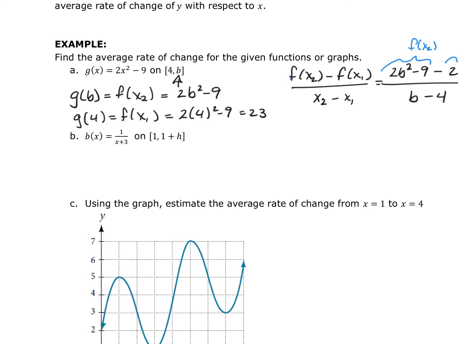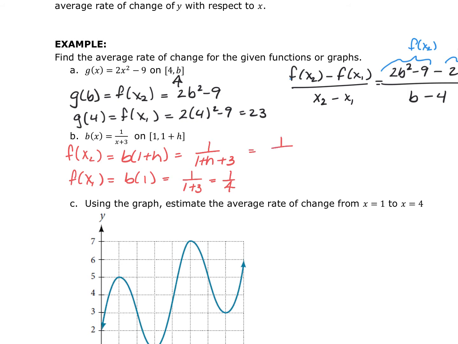So let's do this. Okay, so I'm going to find my f of x sub 2, which is going to be f of 1 plus h, which is 1 over 1 plus h plus 3. My f of x sub 1, which is going to be f of 1, which is going to be 1 over 1 plus 3, which is 1/4. This reduces to 1 over h plus 4. That's just going to make it somewhat easier.